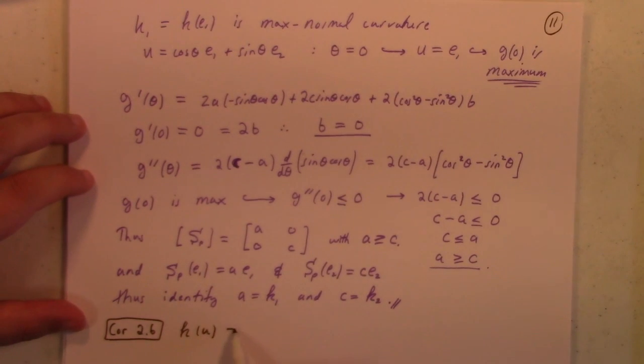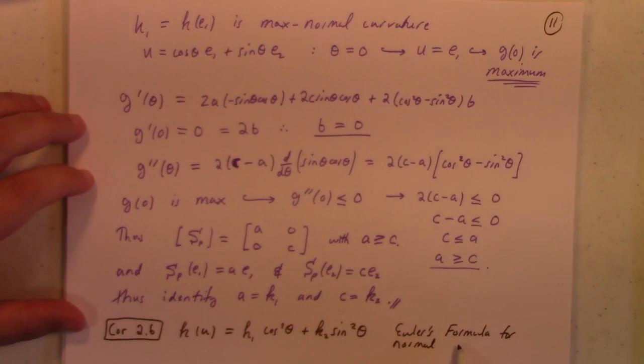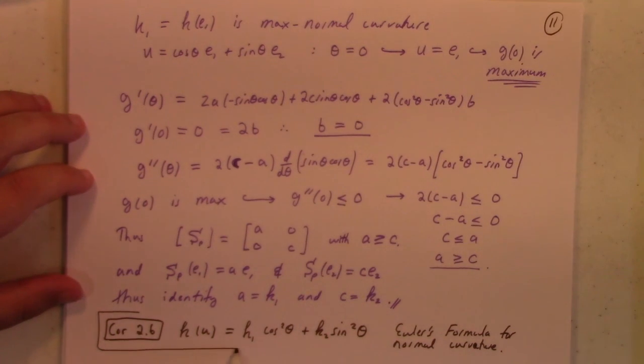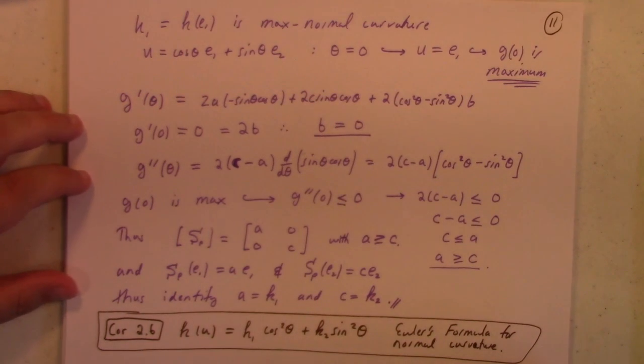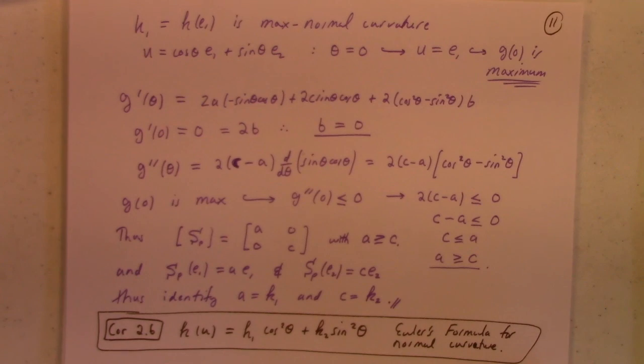Anyway, here K of u is equal to K1 cosine squared theta plus K2 sine squared theta. I think he calls this Euler's formula for normal curvature. You can just about see that if you go back and plug in our u as a function of theta and work it out. This will pop out from the calculation we just did.